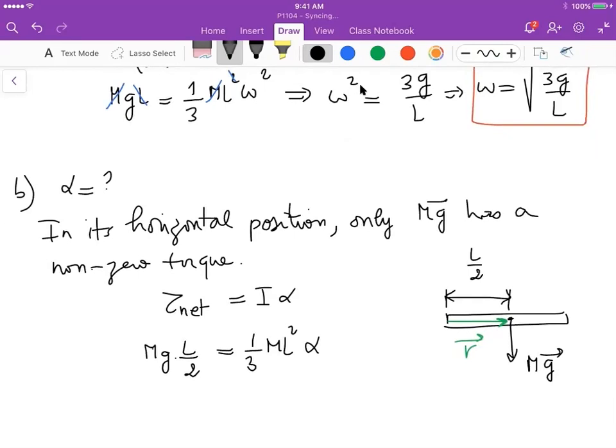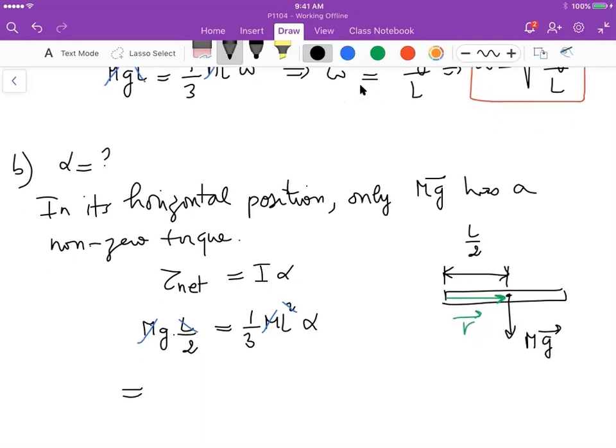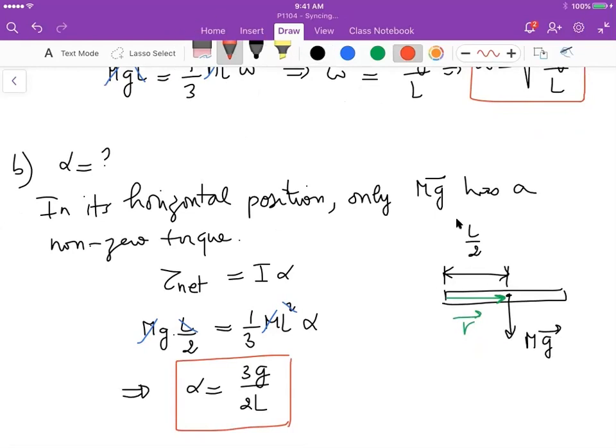So note that I is equal to 1/3 m L squared because the rod is rotating with respect to the axis passing through one end. We can already reduce the mass term, and then we can use one of the length terms in the right-hand side of the equation. And so here we can finally deduce that alpha is equal to 3 multiplied by g divided by 2 multiplied by L. And so this is the expression for the angular acceleration alpha. So that was the second question.